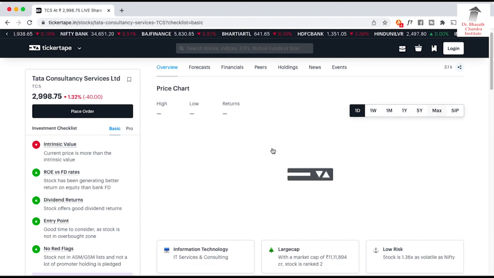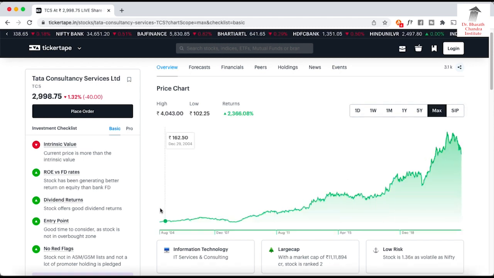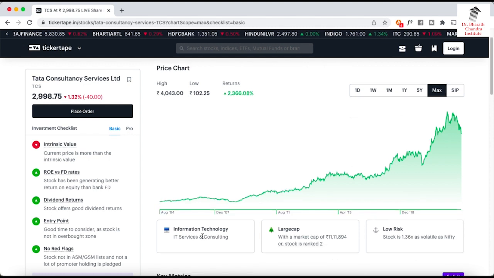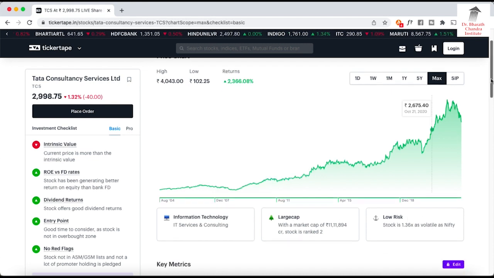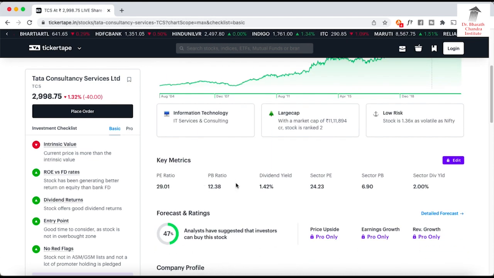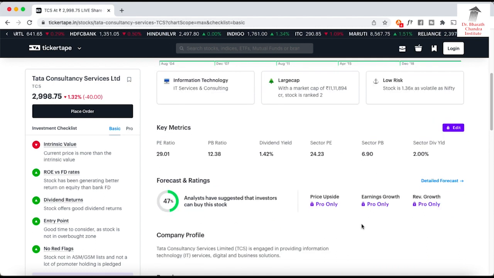Then it gives a lot of figures right from the year 2000. In fact, TCS was listed only in 2004, so right from 2004 it is giving information. Then it says information technology company, large cap, and what is the risk? It says low risk. A lot of information, P/E ratio, all this on the front page. Some features here are actually paid features. It says Pro, but if you are interested in purchasing, then yes, otherwise you can ignore.